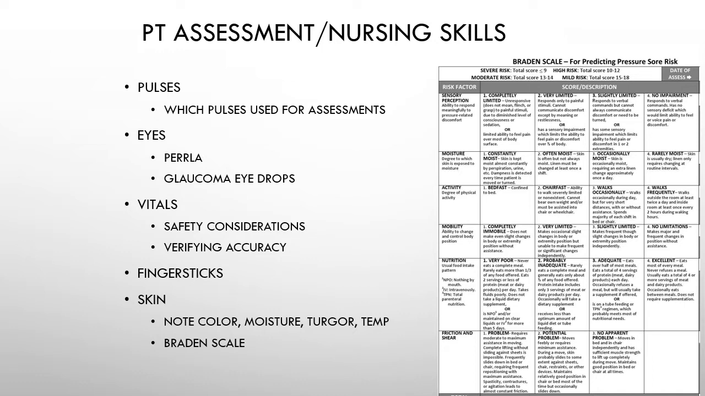Braden scale. Good thing to review. Remember, higher score is better. A perfect score would be a 23. So if you have a patient whose score is decreasing, then you'll want to start doing interventions. If they get into the risk categories, even at a mild risk, where you see 15 to 18, then you need to start intervening, maybe do a turning schedule, some positioning. Want to make sure that we prevent any kind of skin breakdown.